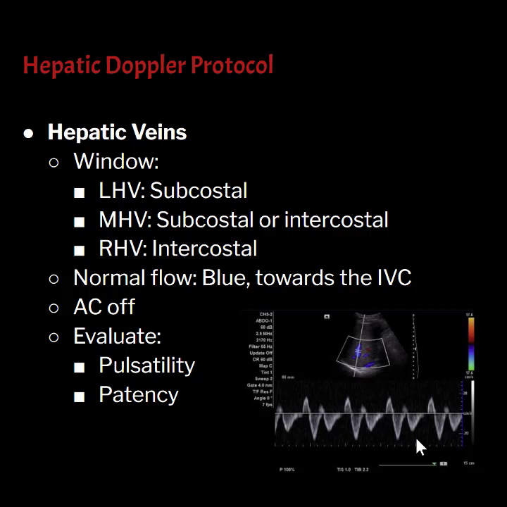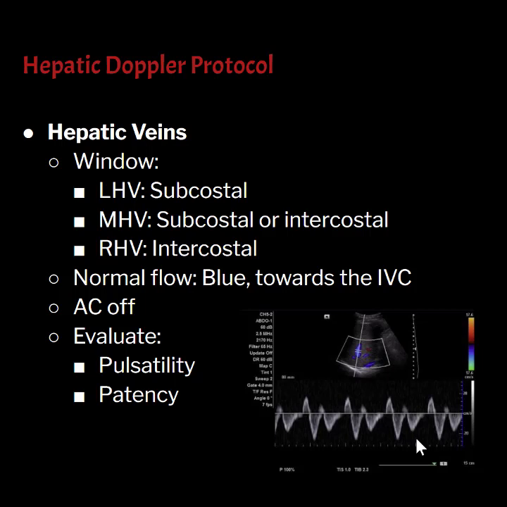The next thing that we will evaluate then are all of the hepatic veins. Remember, we have a left, middle, and right hepatic vein. To obtain the left hepatic vein, we are going to use a subcostal window. We are going to find a transverse view of the left lobe of the liver, and we are going to be positioned in between the superior and the caudate lobe. We are going to find the hepatic veins coursing through there. Your best place to sample the hepatic veins is going to be about 1 centimeter or 2 away from the connection to the IVC.